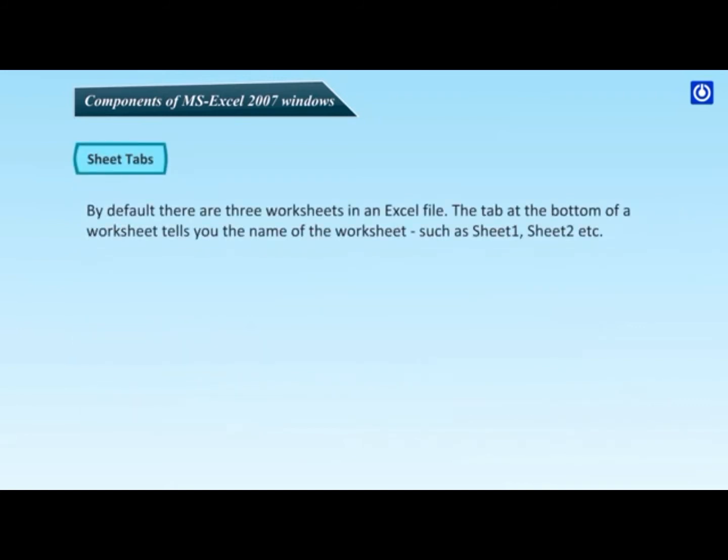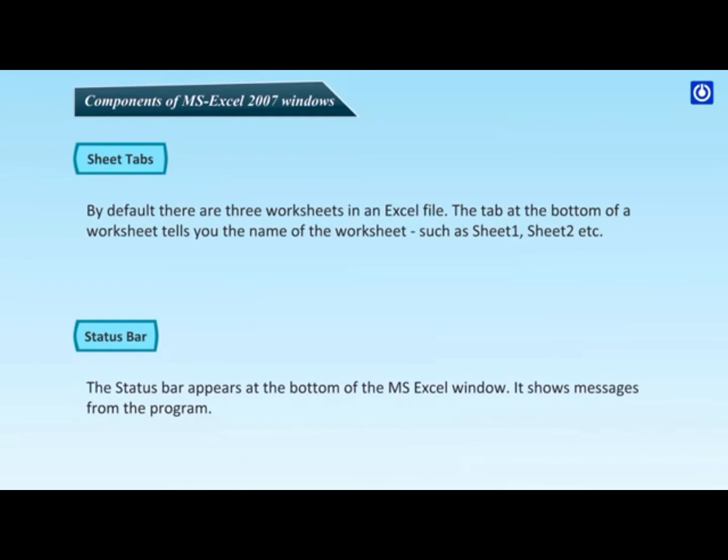Sheet tabs. By default, there are 3 worksheets in an Excel file. The tab at the bottom of a worksheet tells you the name of the worksheet, such as Sheet 1, Sheet 2, etc. Status bar. The status bar appears at the bottom of the MS Excel window. It shows messages from the program.